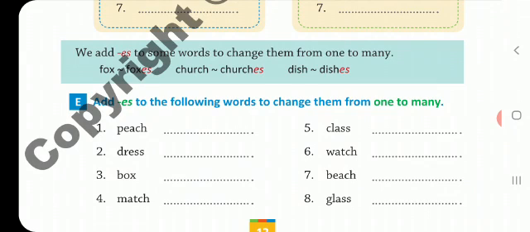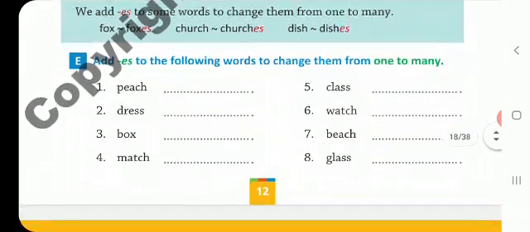Like fox, F-O-X will become F-O-X-E-S, foxes. Church will become churches. Dish will become dishes. Same way, you have to change this from one to many with adding ES in the end.